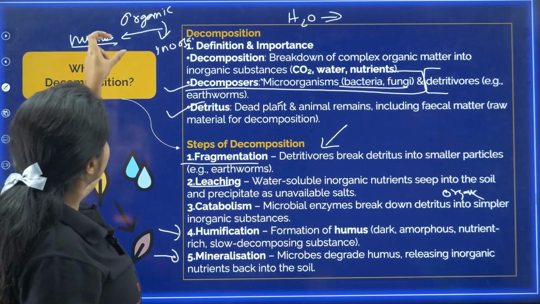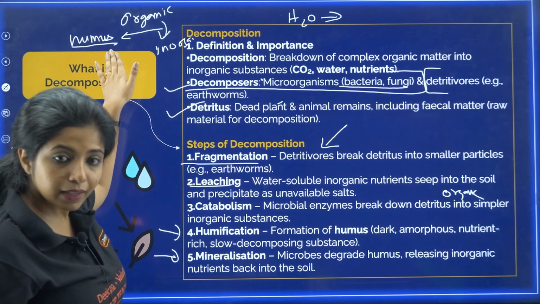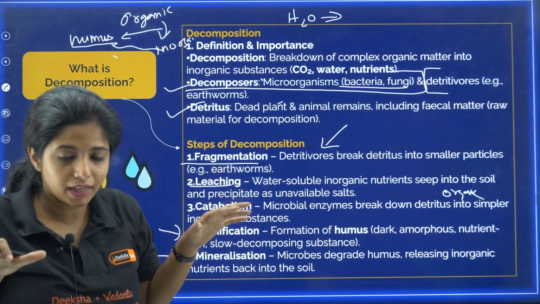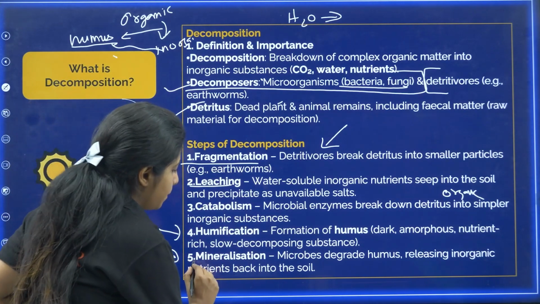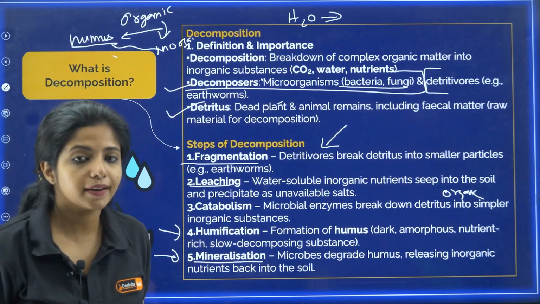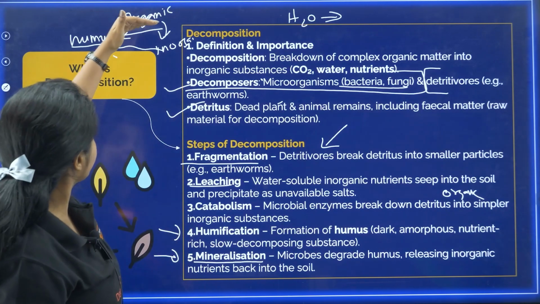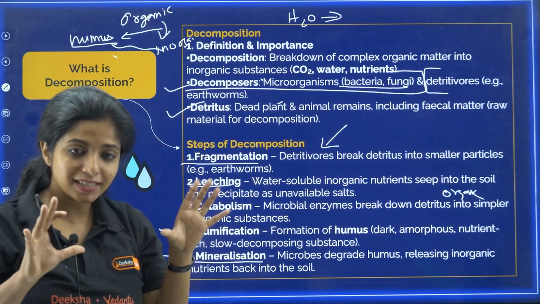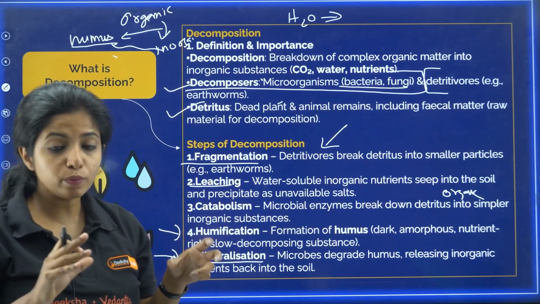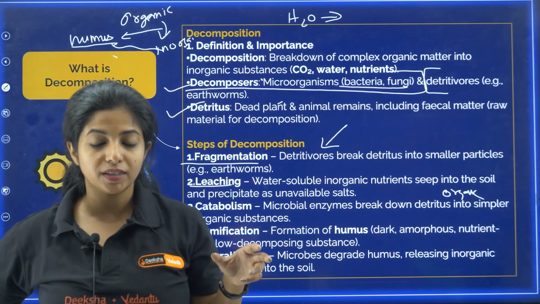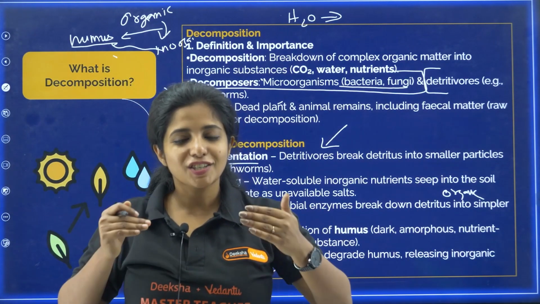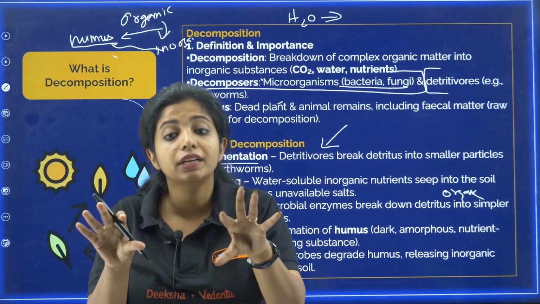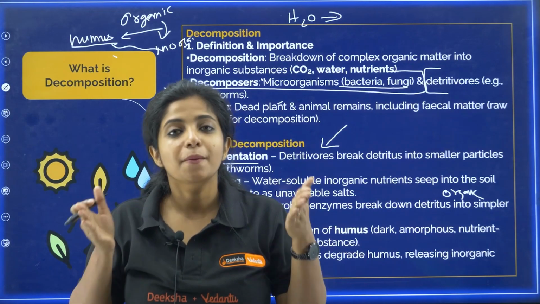And after that, when the humus is finally getting broken down, releasing the inorganic content, it is known as mineralization. Again, organic to humus is not a fast process, it takes time. And slowly humus also does not just break down into inorganic substances. Rather, it is slowly decomposing, and whenever it is getting broken down to release inorganic things, we call this process mineralization.